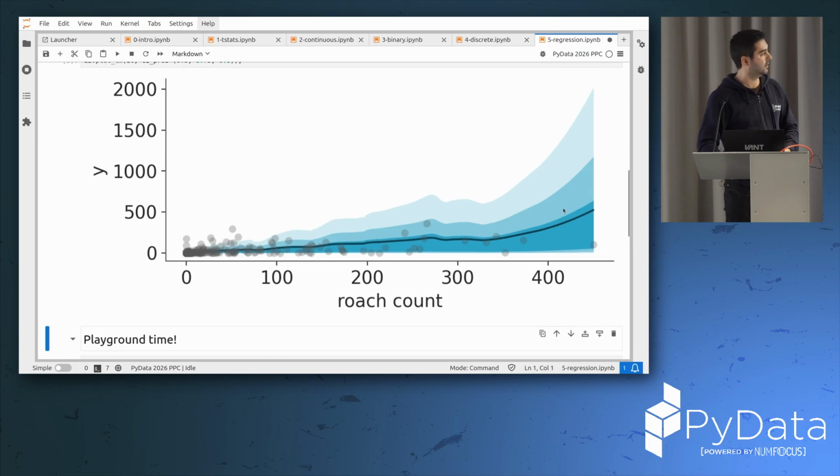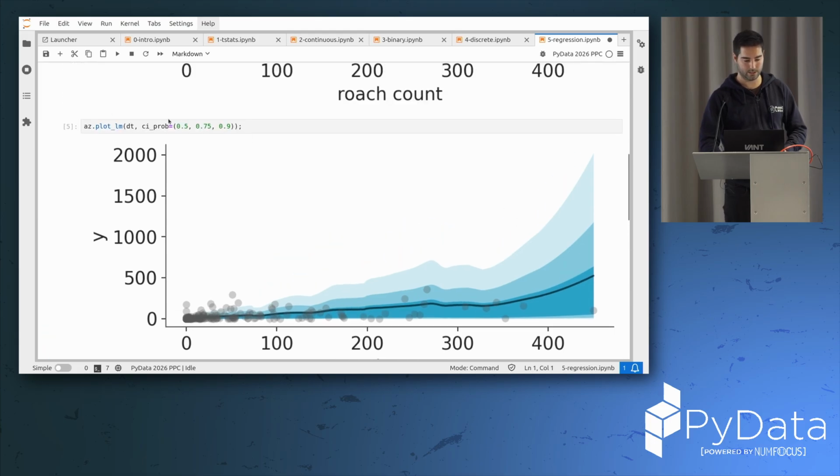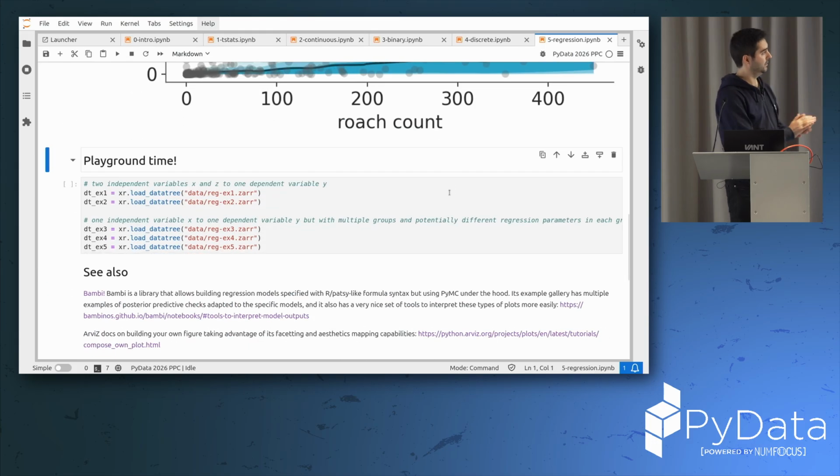These are equal tail credible intervals. So the inner one is the 50% probability. That means from the quantile 25 to the quantile 75, like the interquartile range. And this is the mean. And this is clearly a skewed distribution, so the mean is nearly off this interval, because this is not the median, so it doesn't need to be in the middle of this band at all. And we have some more extra models to play with, see what happens.